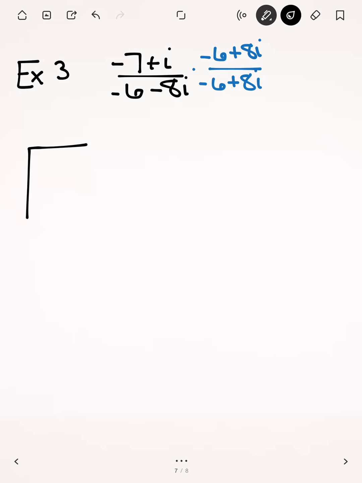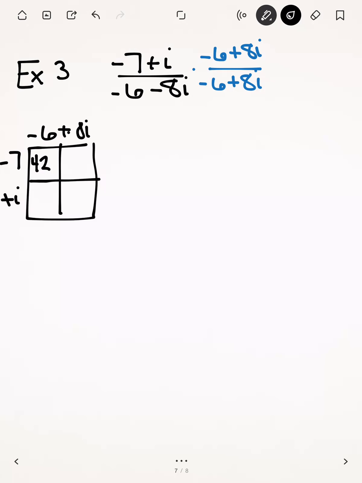So I'm going to start with the numerator. I'm going to draw my box to multiply. So I have a negative 7 plus i and a negative 6 plus 8i. So now I multiply everything out. Negative 7 times a negative 6 is a positive 42. A negative 7 times a positive 8i is a negative 56i. Didn't draw my box big enough.